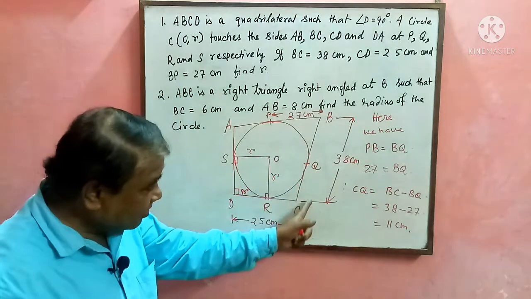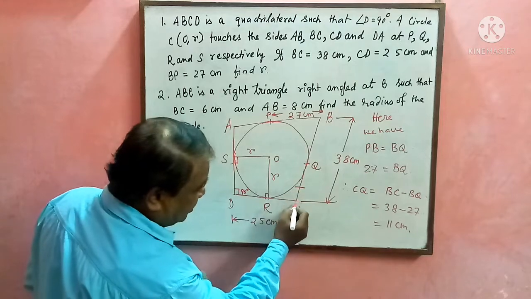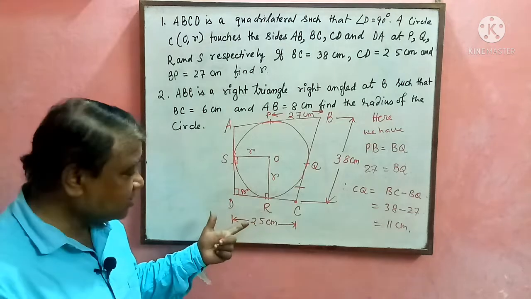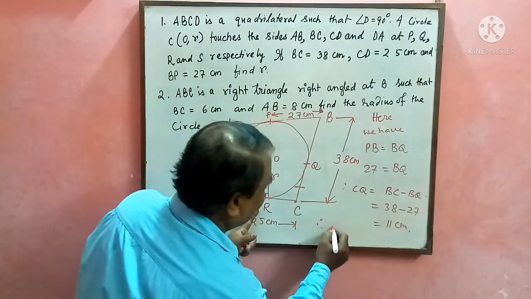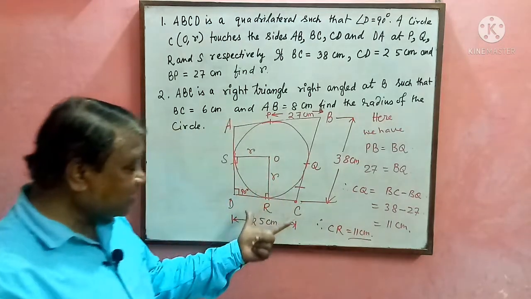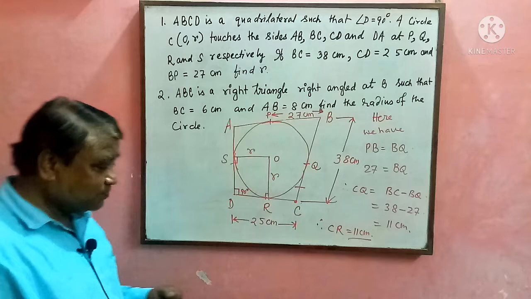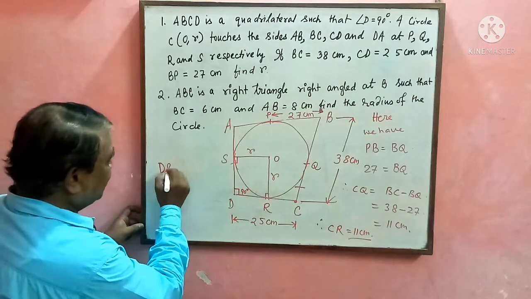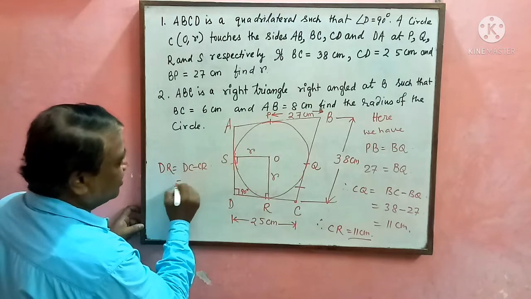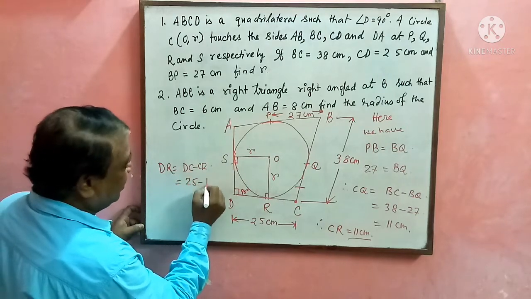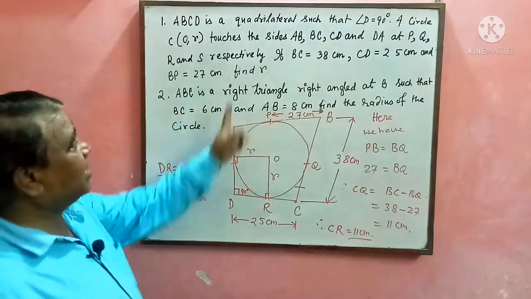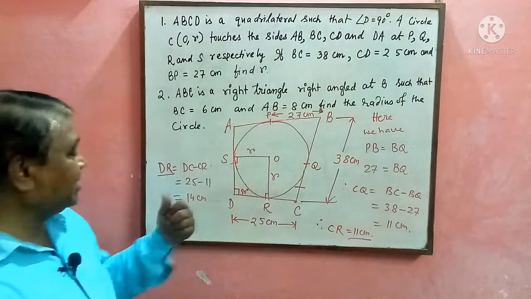If CQ is 11 centimeter, now C is an exterior point and these two, CQ and CR, are tangents, so definitely CR is also 11 centimeter. Now if CR is 11 centimeter, what is DR? DR is equal to DC minus CR. DC is 25 minus CR 11, this is 14 centimeter. And DR, what is asked? Find the radius. And DR is the radius.